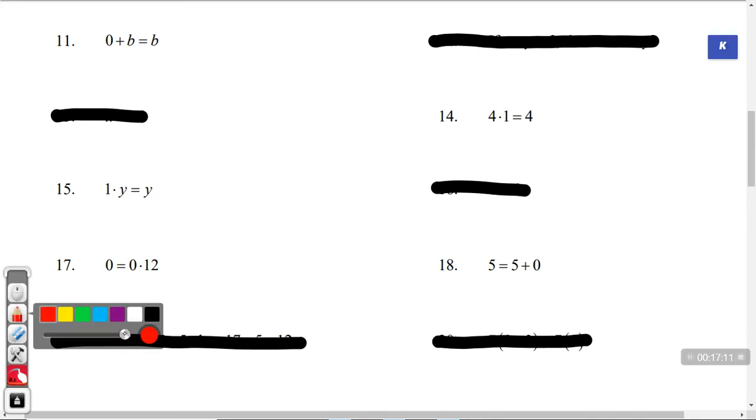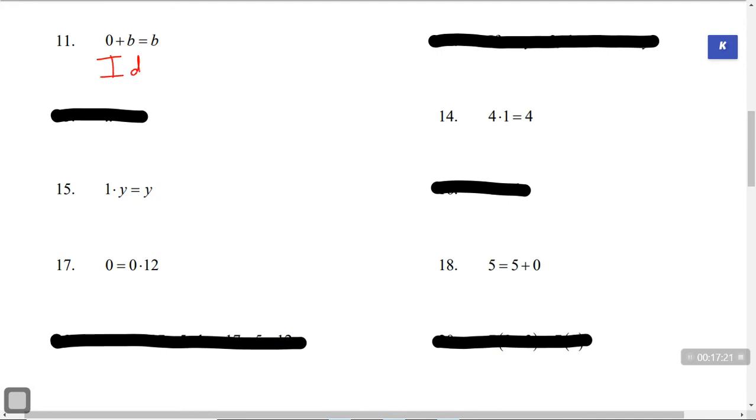All right, I'm assuming you come back in now and you want to see how you did. Let's take a look at the first one. 0 plus b is b. b did not change its identity. Therefore, we are looking at the identity property of addition. All right. 14, once again, 4 did not change its identity. 4 times 1 is still 4. And so we're looking at the identity property of multiplication.